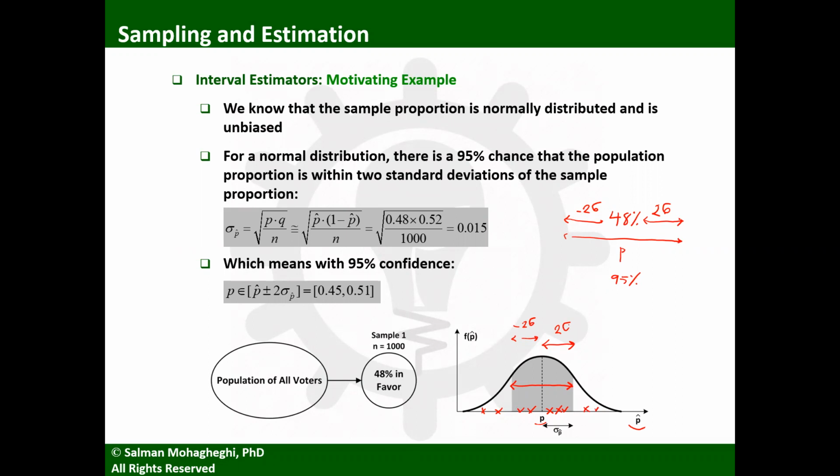Now, let's calculate the sample standard deviation. As you saw before, it is the square root of p times q divided by n. As I mentioned a couple minutes ago, for the population itself, we don't have the actual p and q. So we'll replace them with p hat, what we get from the sample, and q hat, which is 1 minus p hat, again what we get from the sample.